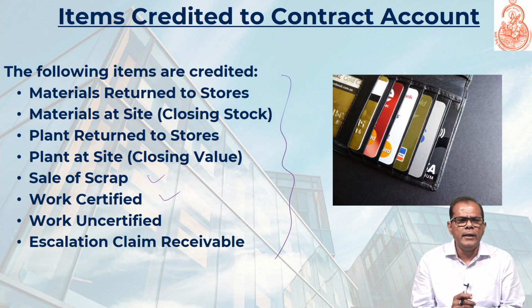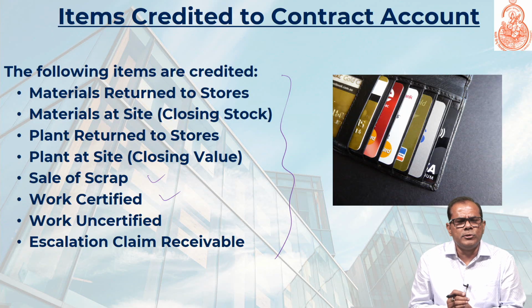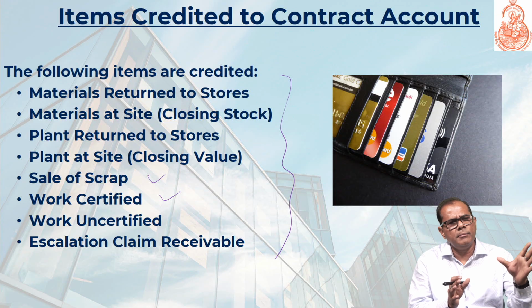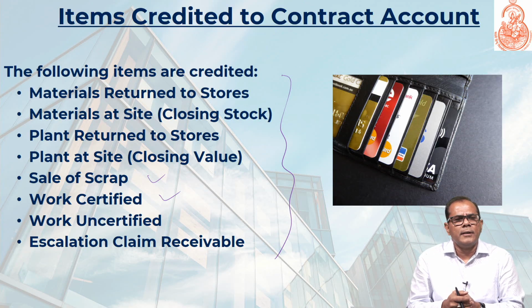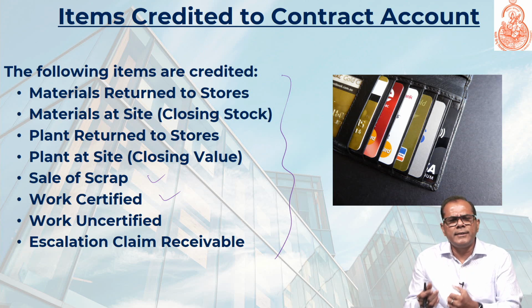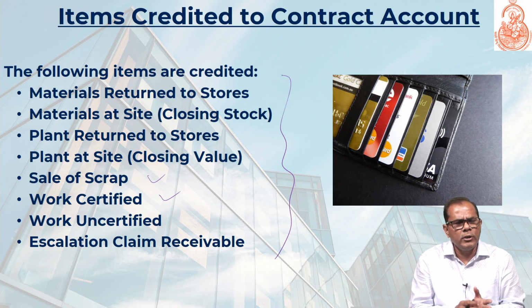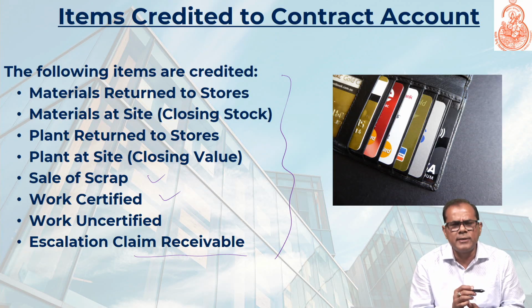Say for example, it is written that work certified is 80% of cash received. So, cash received is given, work certified is not given, and it is written that 80% of cash received is work certified. So, you have to extract some of the information which is not directly available in the question. Then, on the credit side, there is also the escalation claim receivable.